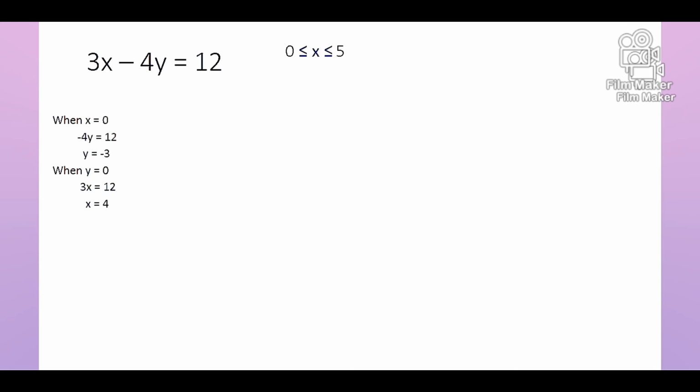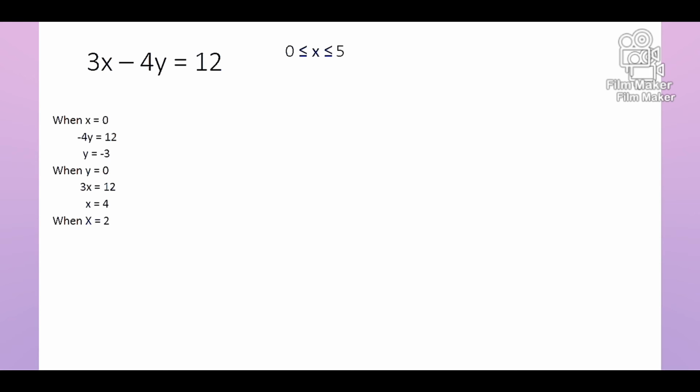Okay, we have another equation. The linear equation is 3x minus 4y equals 12, and we're going to have some values for x less than 5 and greater than 0. When x is 0, y will be minus 3. Okay, and we get another value for y as 0, and after we put y as 0, we get the answer for x as 4.